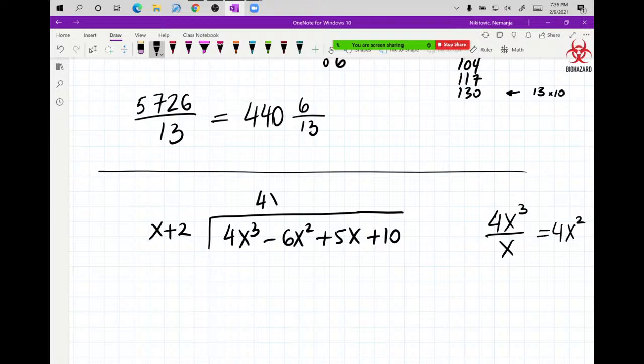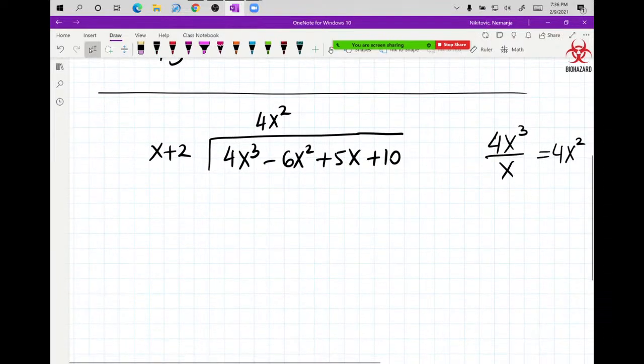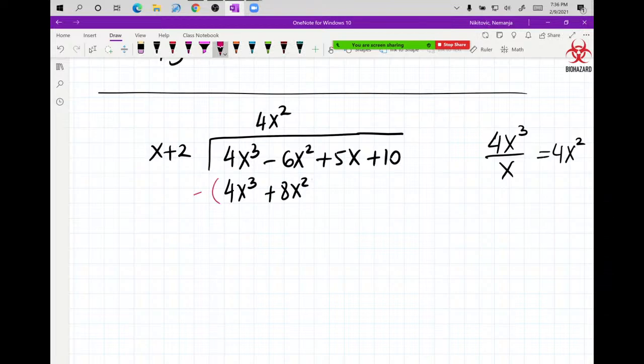So that's 4x squared. And now, just like with numbers, you multiply back. So that gives you 4x cubed, and it gives you plus 8x squared. Well, those terms are like terms. They end up on top of each other. And now you subtract.